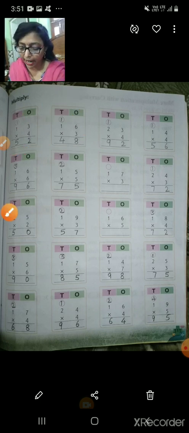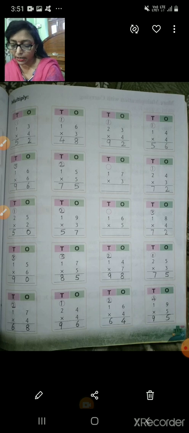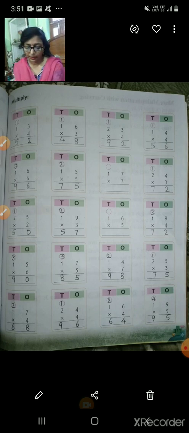You must keep in mind, students, that the ones place number you will write under the ones place and the tens place number you will write beneath the tens place. Like this you will solve all the questions on this page.